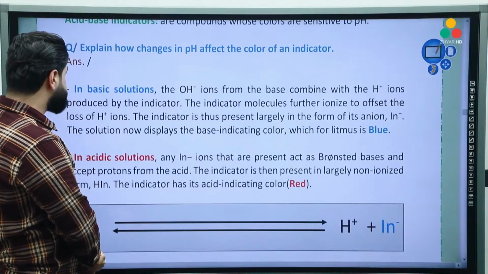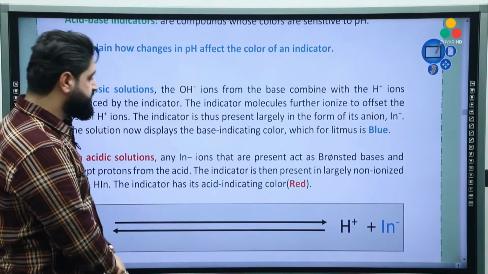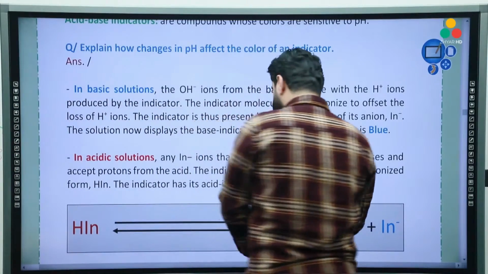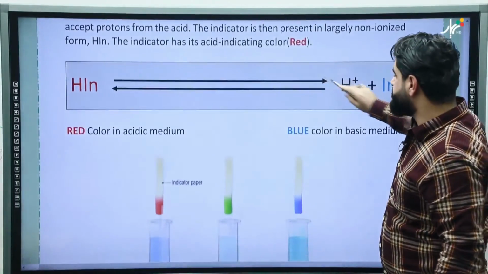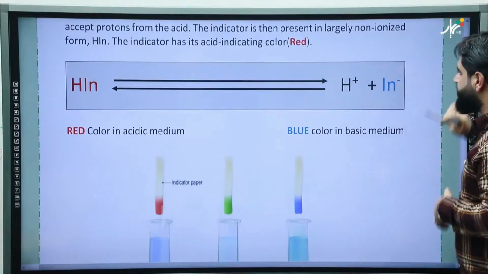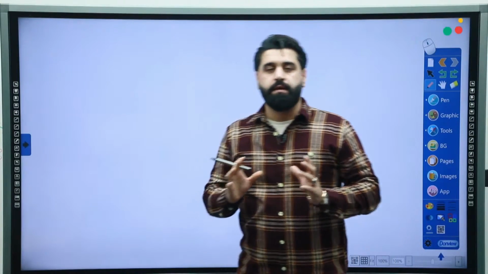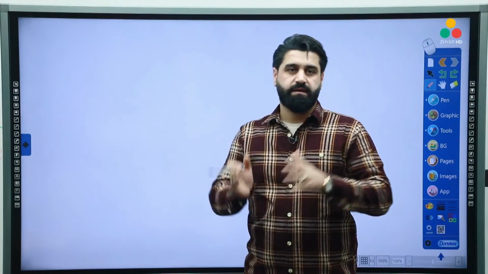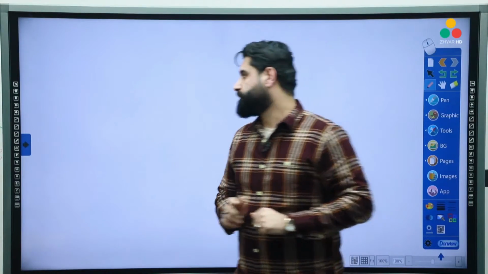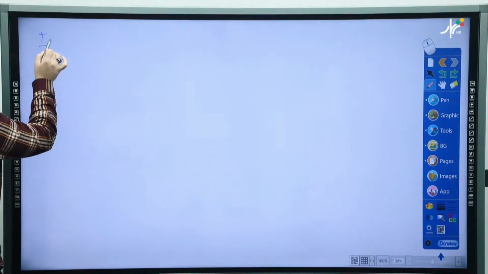Well, explain how changing pH affects the color of an indicator. Let's see how changing the pH affects the color change of the indicator. I will open a white page again and show you how an acid-base indicator acts differently in acid and base medium. First of all, indicators.